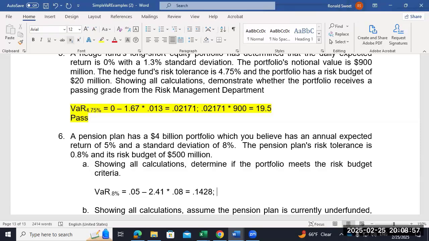Okay. All right, so what's your VAR in dollars? Or you don't need it in dollars, do you? Oh, risk, yeah, $500 million risk budget. So what's their VAR? What do we multiply by? 4 billion. And what do you get there?